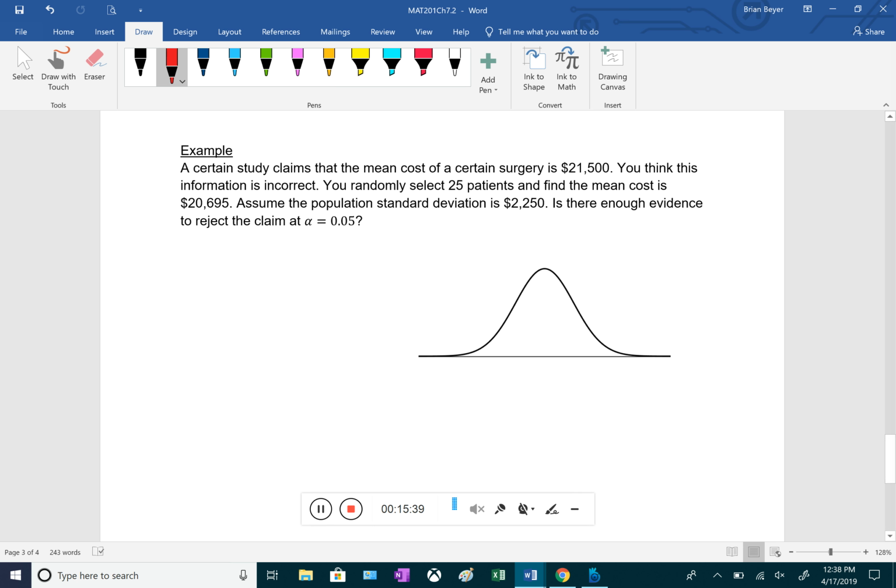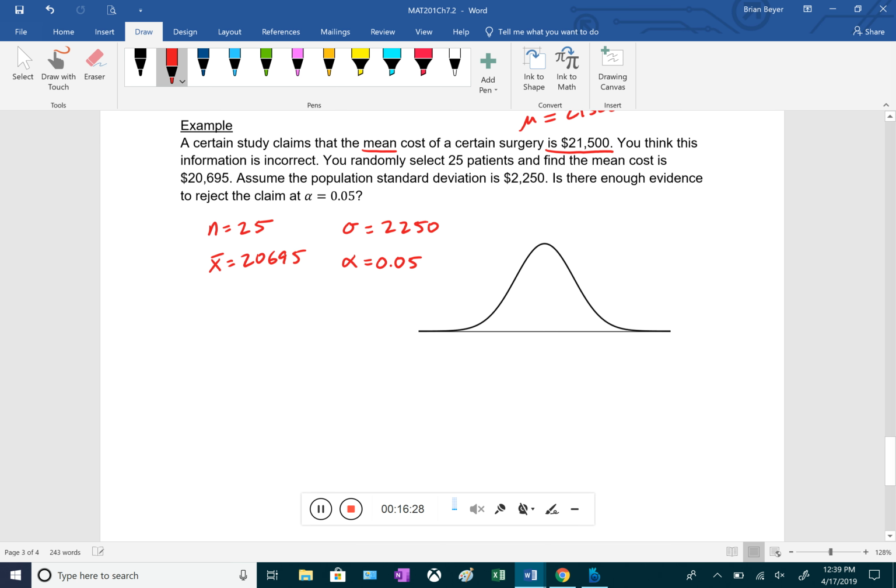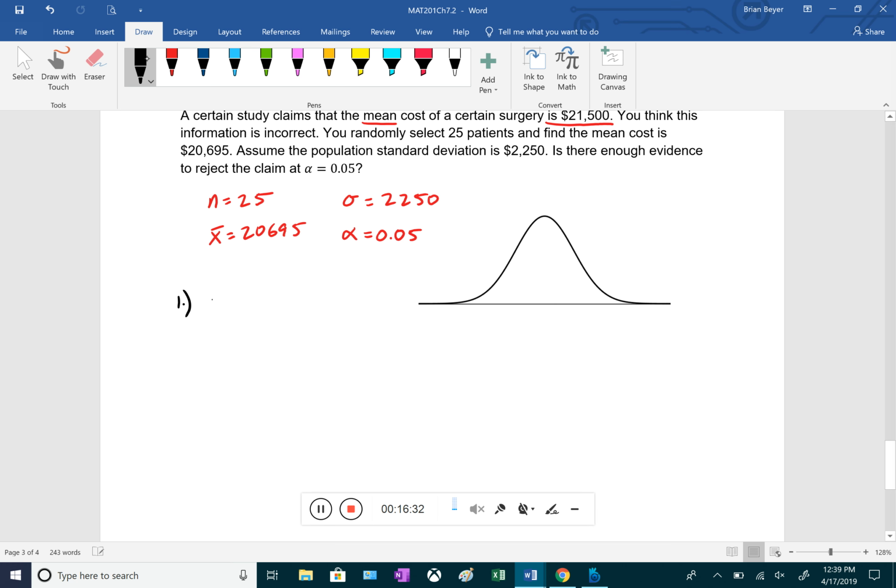Okay, so once again, we have the claim is that the mean is $21,500. So this is going to be an equal to one. So this is going to be mu equals 21,500. So automatically we should be thinking that this is going to be the null because there is some sort of equality here. And let's write down the other givens here. So we have a sample size of 25 patients. We have a sample mean of $20,695. We have a population standard deviation of 2,250 and a significance level of 0.05. Okay, so starting this off, sigma is known, population standard deviation is known, so we know we're doing this z-test.